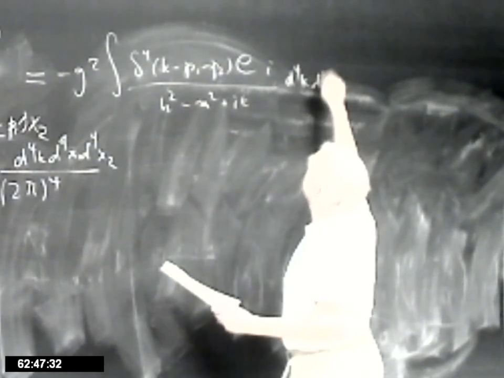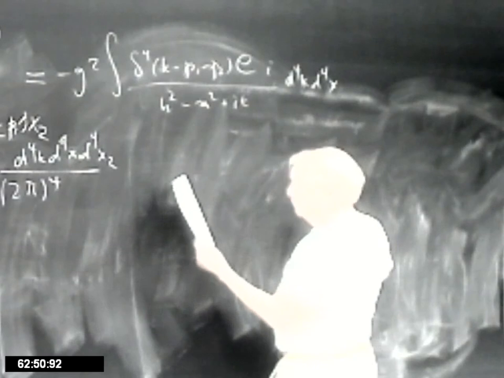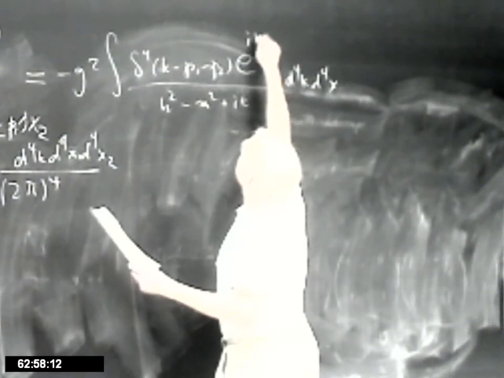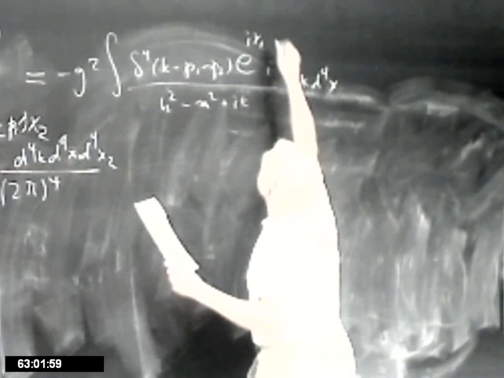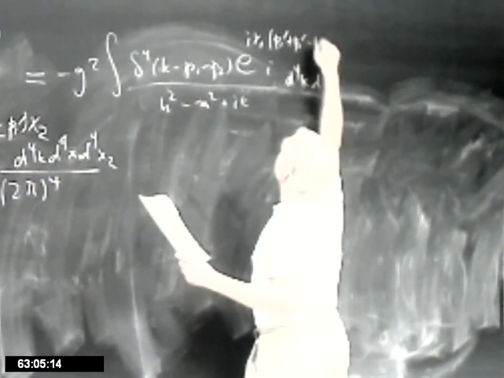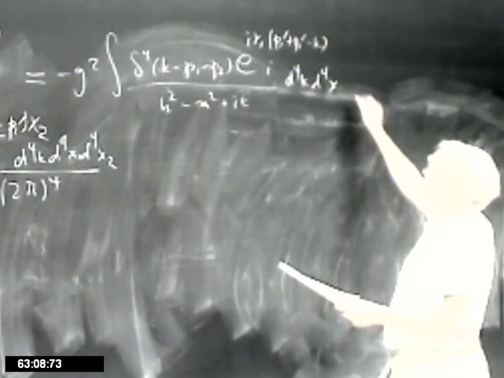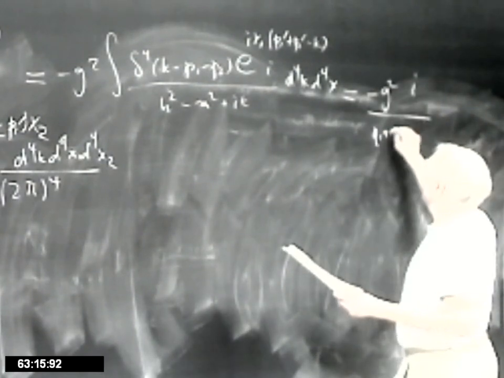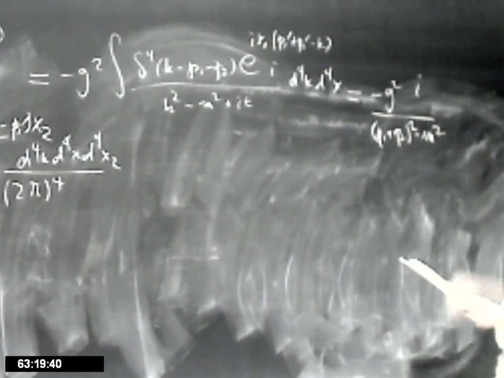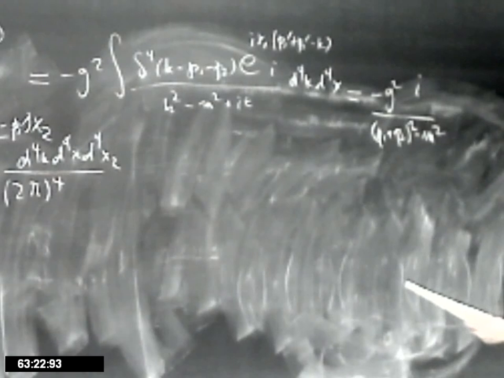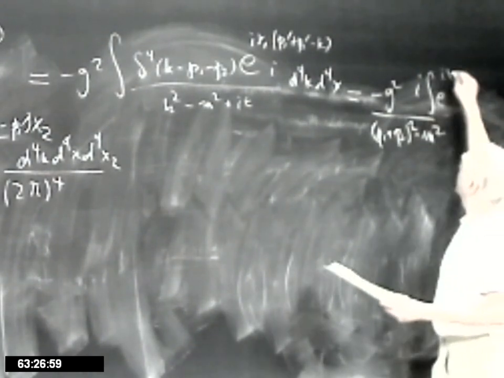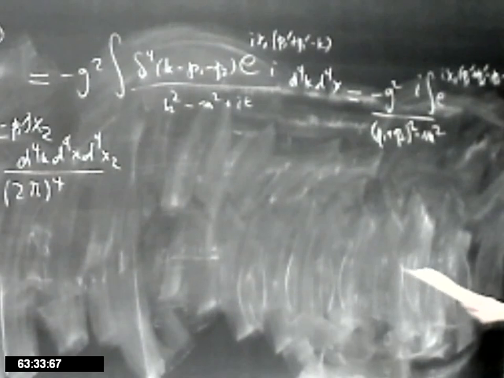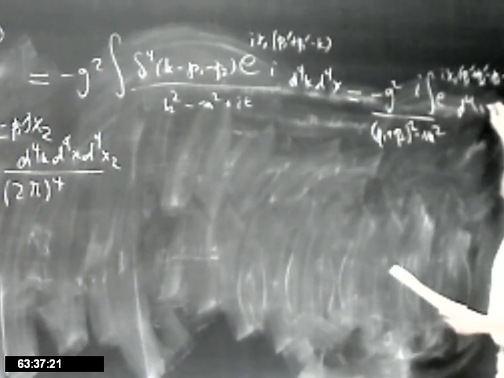We still have the d4k, d4x1, and up there in the numerator, we've done the first integration, so we only have left e to the i x1 p1 prime plus p2 prime minus k. Doing the k integration forces k to be p1 plus p2, so we get minus g squared i over p1 plus p2 squared minus m squared. We can now forget the i epsilon. And we have integral e to the i x1 p1 prime plus p2 prime minus p1 minus p2, which is what k is, d4x1.